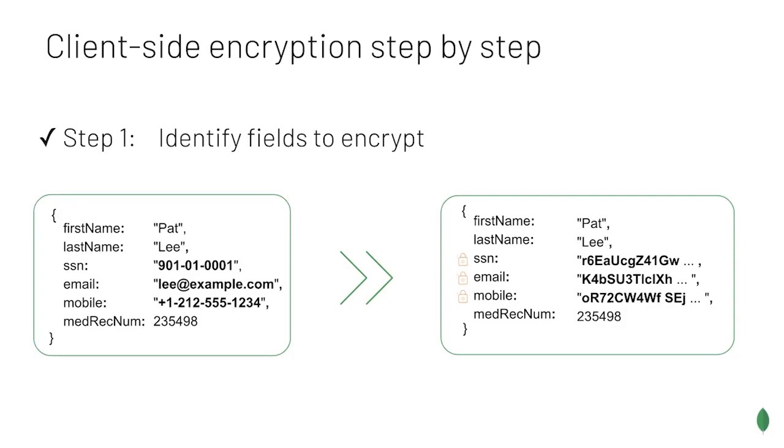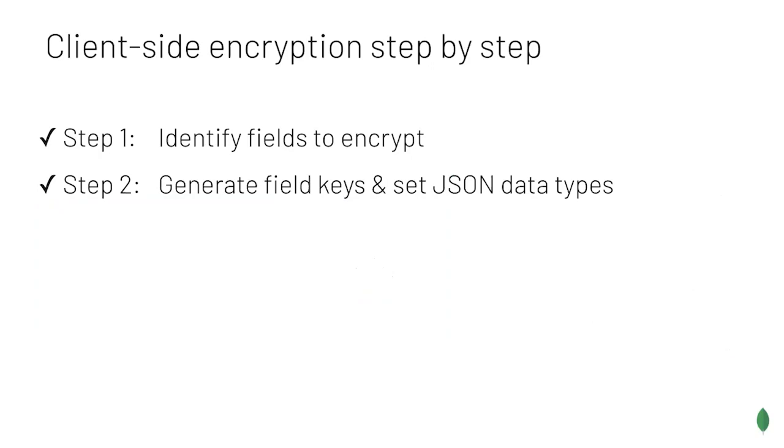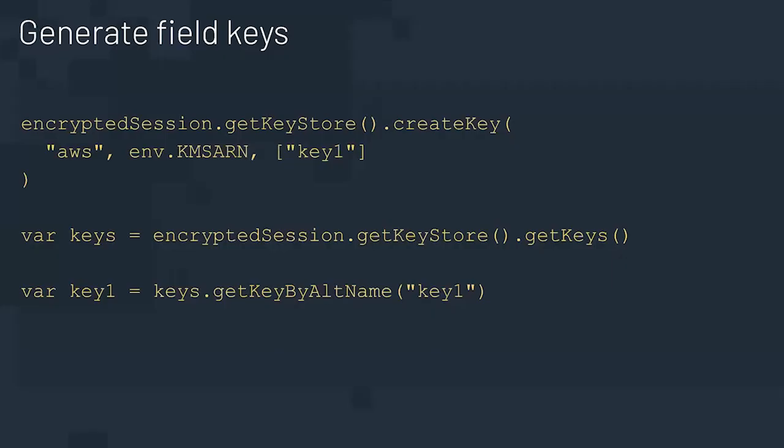And then step 2. We've identified which fields we want, now we just have to explain to the system how that works. So next we'll generate some field keys. These are the data encryption keys that are used to actually encrypt individual fields. In a simple case, you can have a single key for your whole application. In many cases, that's perfectly acceptable.